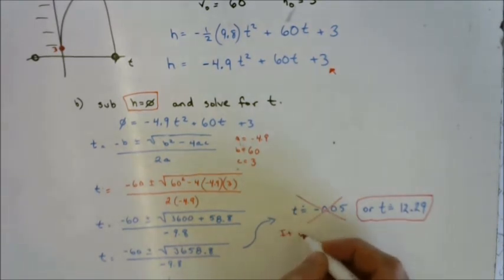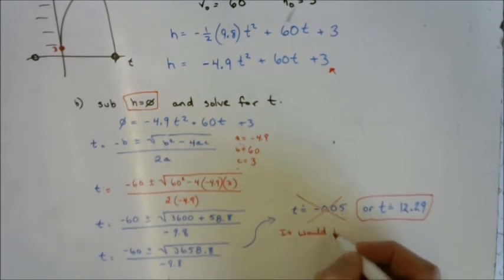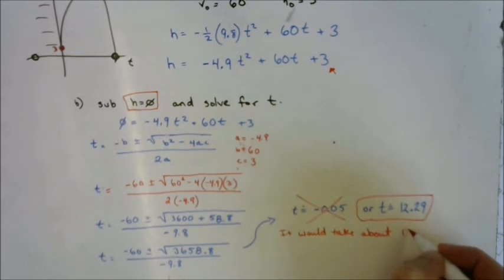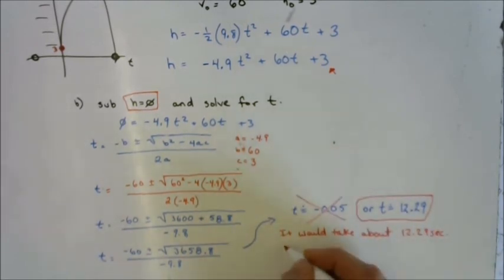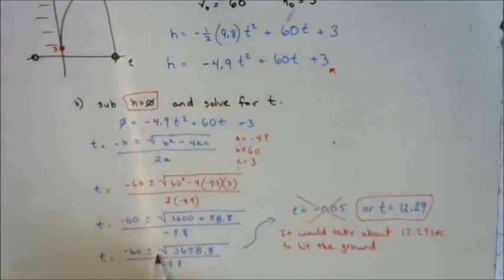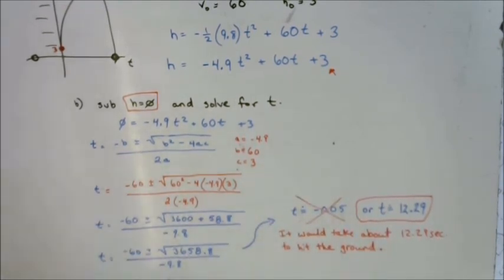It would take about 12.29 seconds to hit the ground. But why about? Wouldn't it be exactly 12.29? Well, we didn't solve by graphing, but I have this square root, and we rounded it to 2 decimal places. So it's an approximate answer.